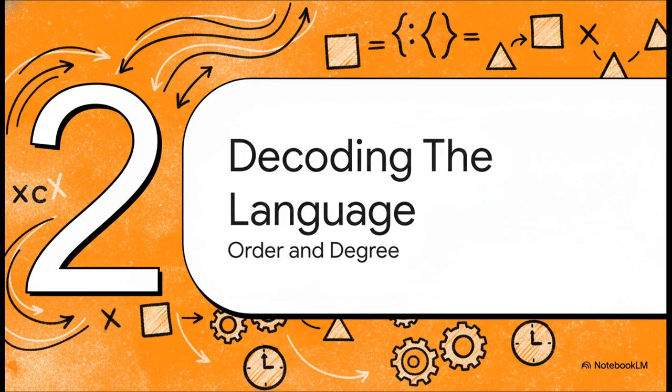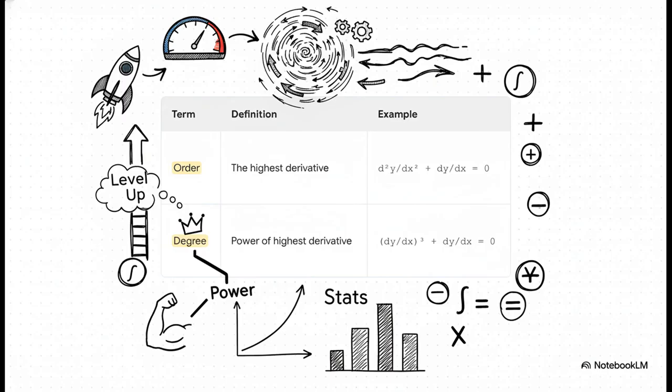So to really understand it, we've got to start with two fundamental terms that help us classify every single equation we come across: order and degree. So the order is pretty straightforward. It's just the highest derivative you see in the equation. A first-order equation is talking about a rate of change, like velocity. A second-order one is talking about the rate of change of the rate of change, like acceleration. And the degree? Well, that's just the power that highest-order derivative is raised to. These two things are like the basic stats for any differential equation.